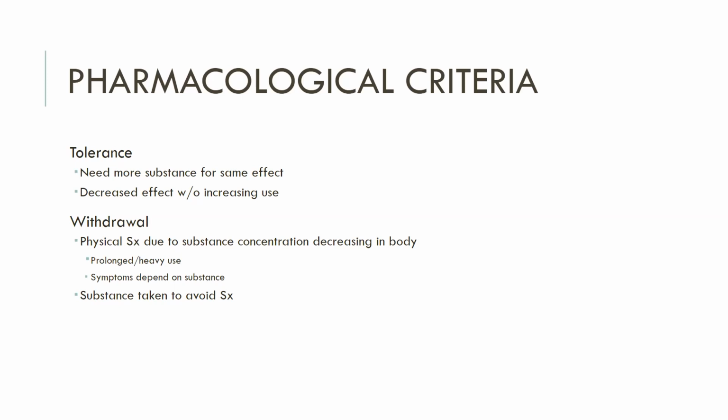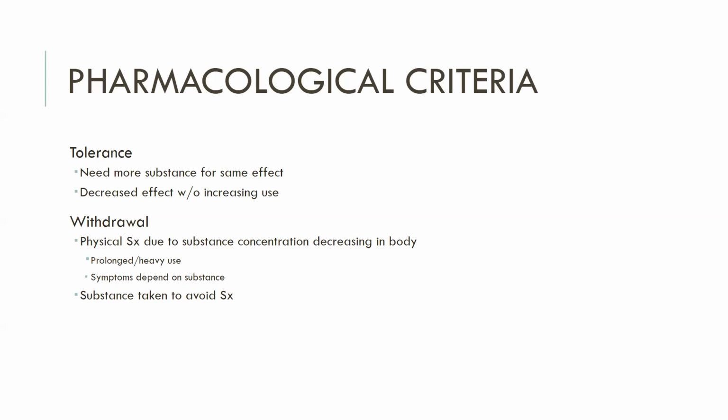Withdrawal is when a person experiences physical symptoms due to substance concentration decreasing in the body. So this means that, again using alcohol as an example, as the amount of alcohol decreases in the body, the person actually starts to feel symptoms. And this is different than how use typically works. Typically, we see symptoms as a person becomes intoxicated, but once a person's become dependent, we start to see symptoms as they start to become sober. Typically, we'll see this associated with prolonged or heavy use, and the specific symptoms do depend on the substance.